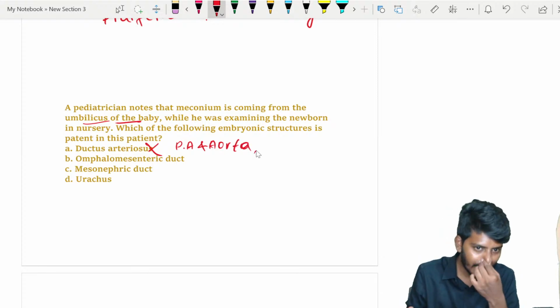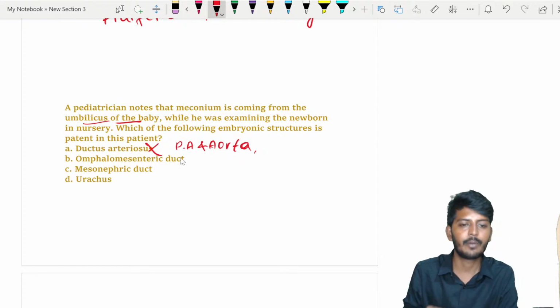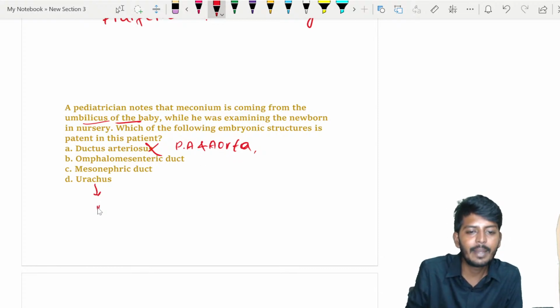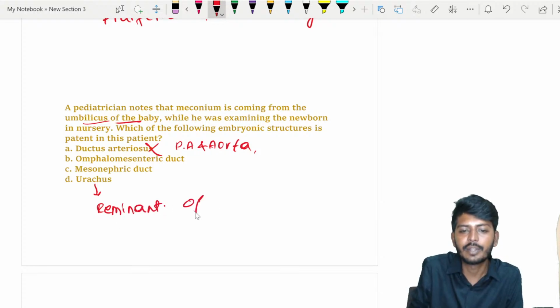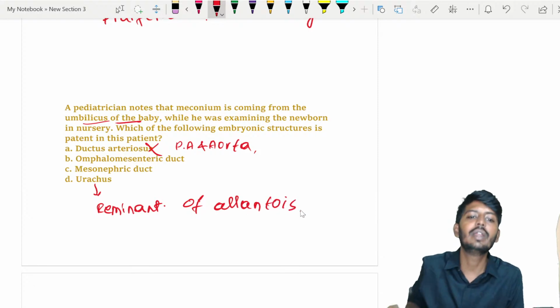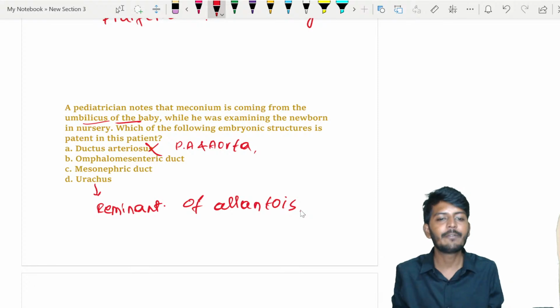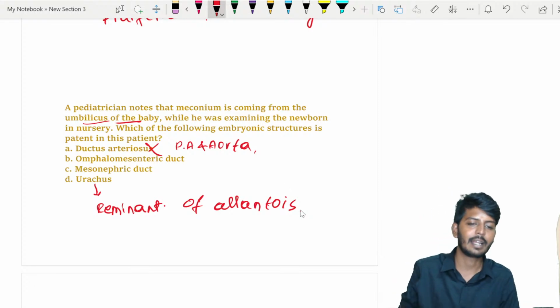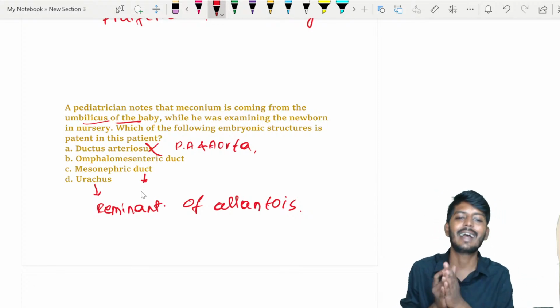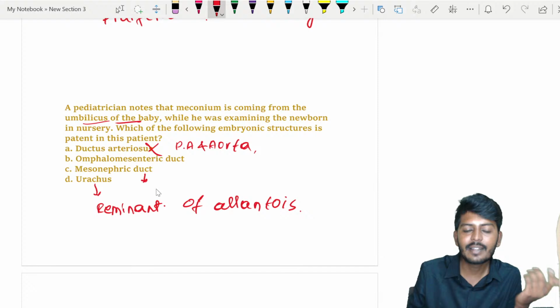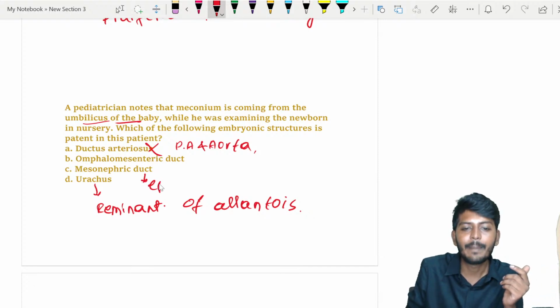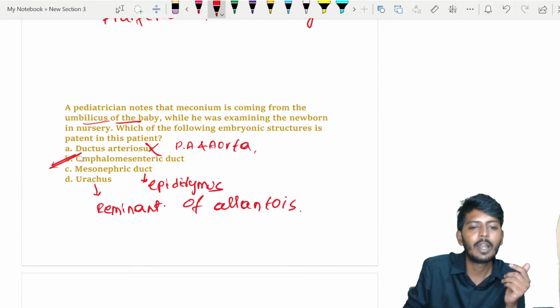All right, then the next one. Urachus is a remnant of allantois. Again, this works with the urinary system. Mesonephric duct, my dear students, is associated with the formation of the epididymis. So we are left with the omphalomesenteric duct.